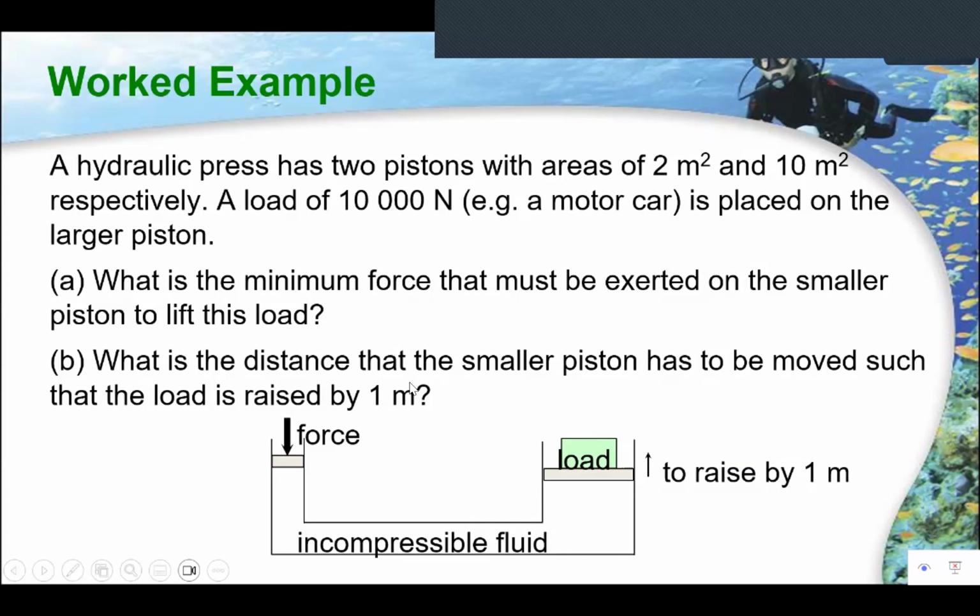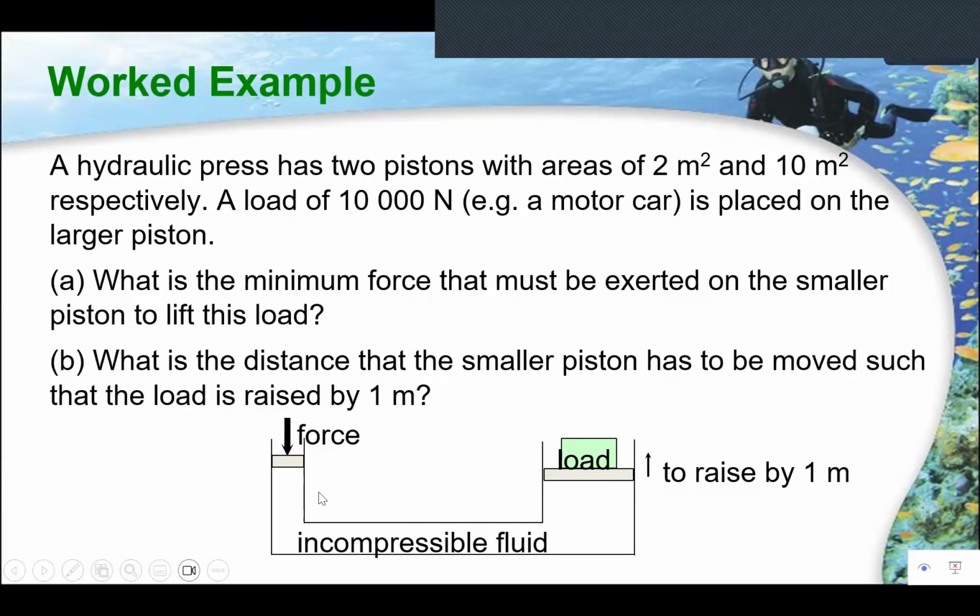You have a hydraulic press and it has two pistons. The smaller one has an area of 2 meters squared. The larger one has an area of 10 meters squared. A load of 1,000 Newton. Okay, in this case, 10,000 Newton. In this case, a motor car is being placed on the larger piston. What is the minimum force that must be exerted on the smaller piston in order to lift this load?